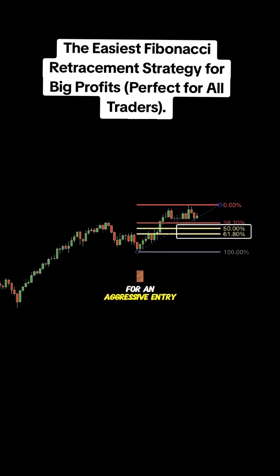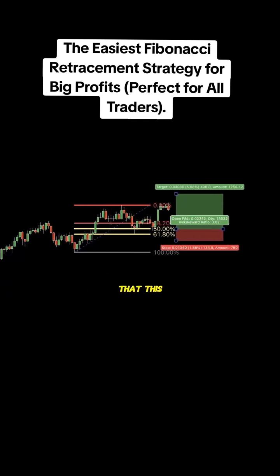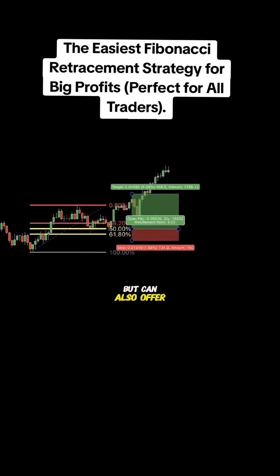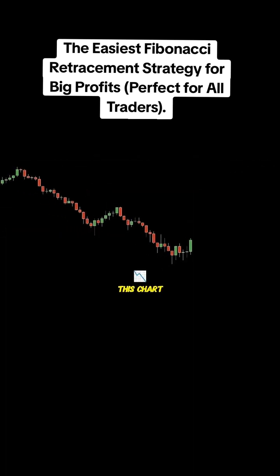For an aggressive entry, you could place a limit order within this golden zone without waiting for further confirmation. Keep in mind, though, that this approach carries higher risk but can also offer substantial rewards. Take a look at this chart example.